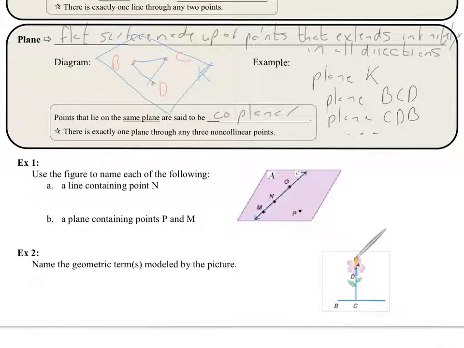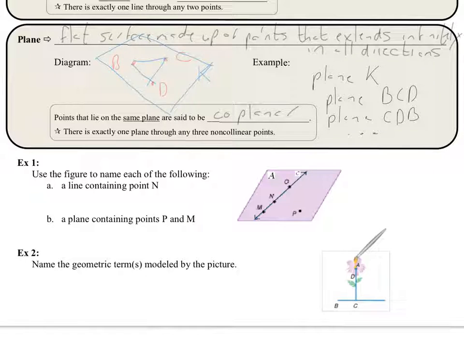As stated, there is exactly one plane through any 3 non-collinear points. What this means is that if we have 3 points, then we can only create one plane through those 3 points. If we try to create any other planes, they will be the exact same plane as the one we drew before.